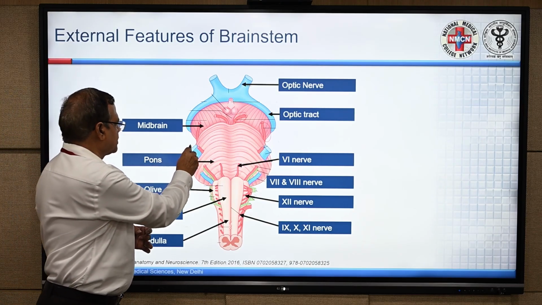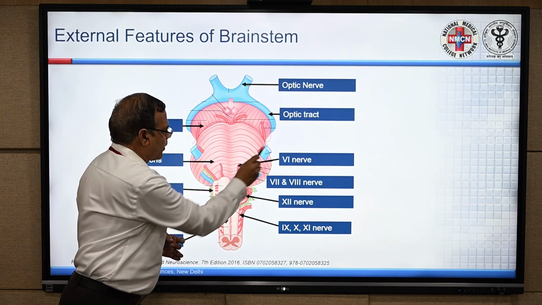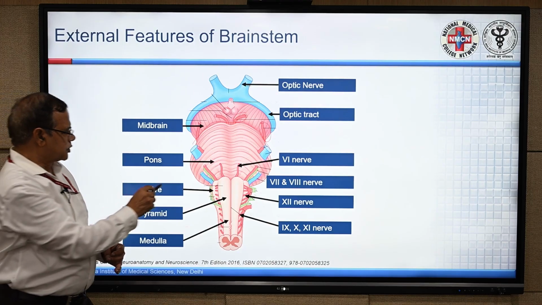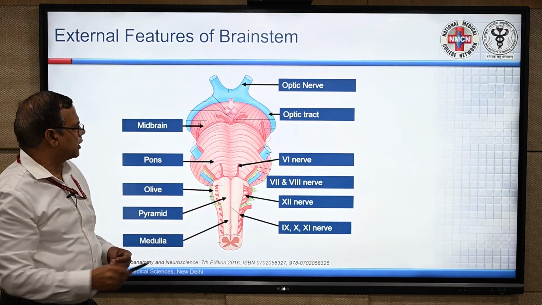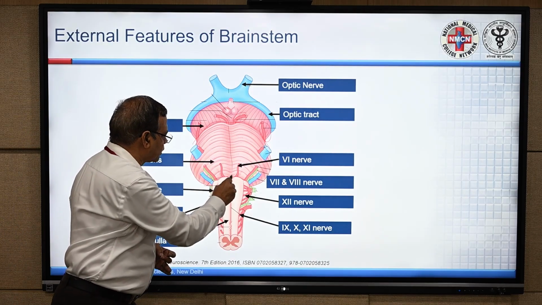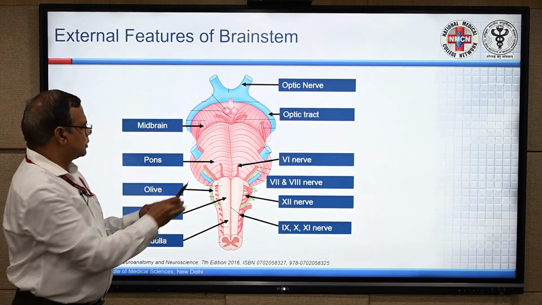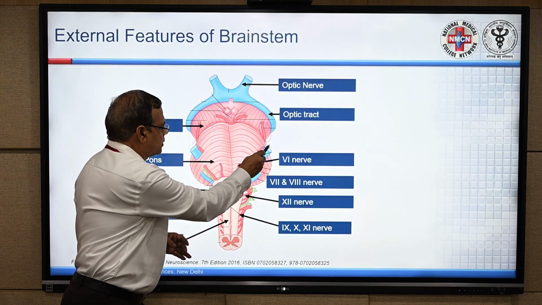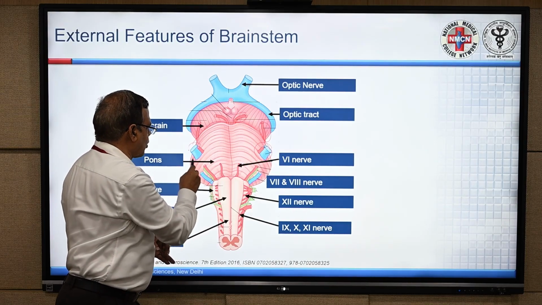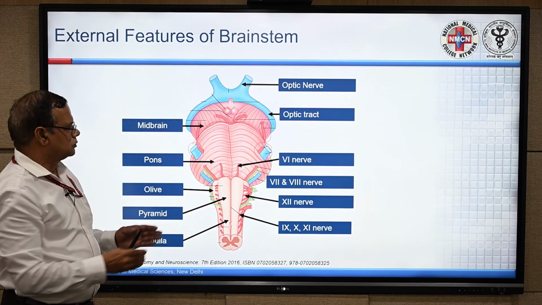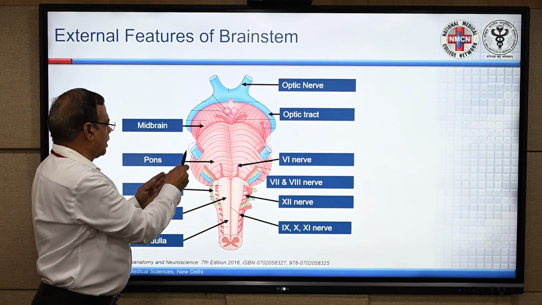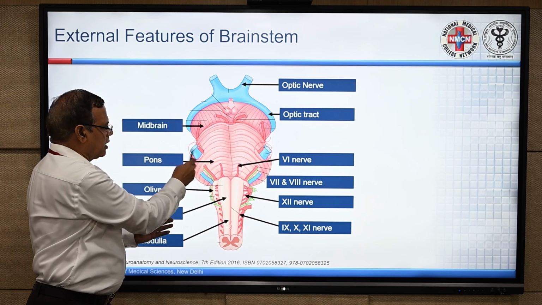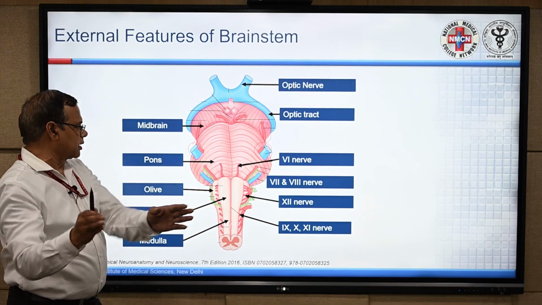Then you see here the upper border of the pons. This is the lower border of the pons, or the junction between the pons and medulla. Here is the groove for the basilar artery. Laterally, you see the attachment of the trigeminal nerve. The attachment of the trigeminal nerve demarcates between the body of the pons and the middle cerebellar peduncle.